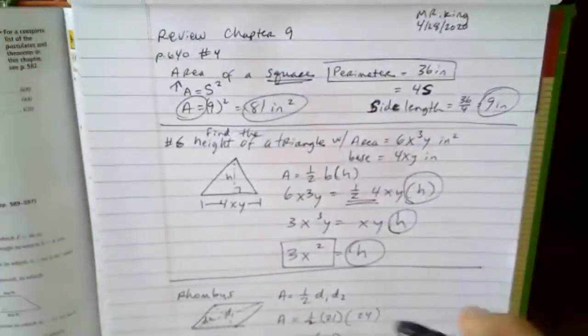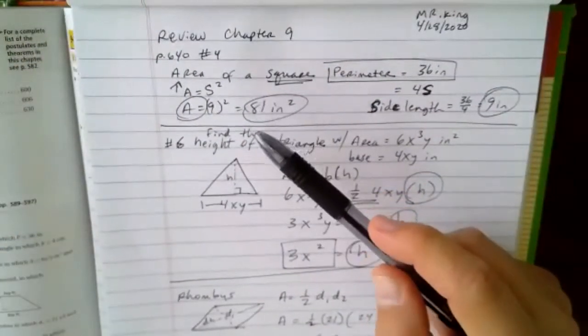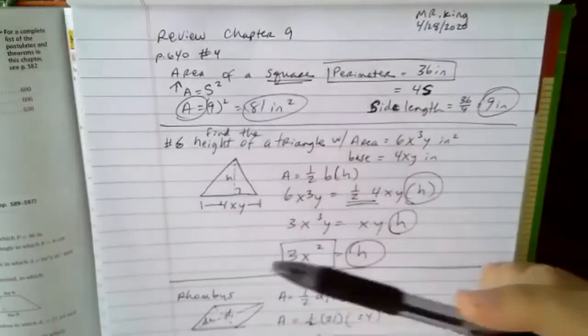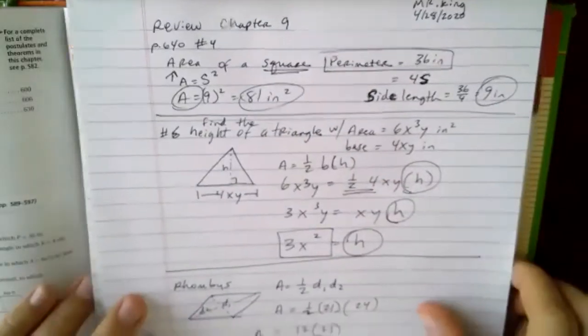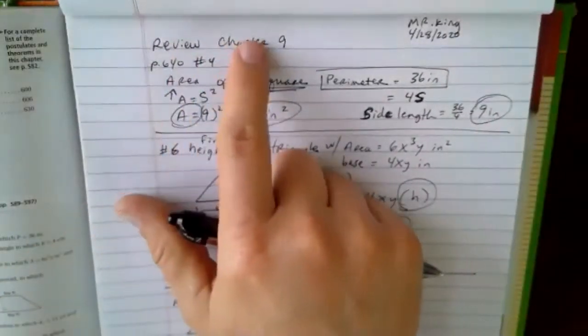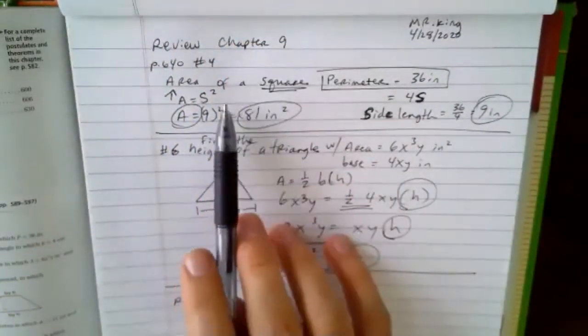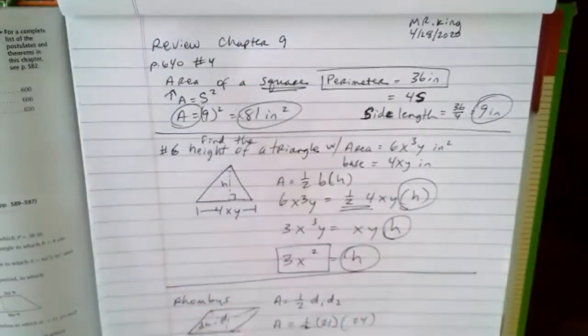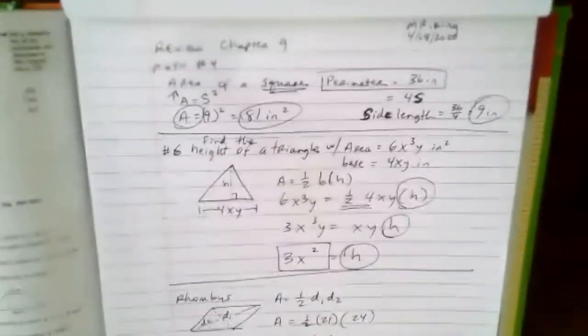We only did 3 problems. And remember, I want to try and hit the evens. So we'll start with 4, 6, and this was 8, I believe. I'll go back and double check that. But we were reviewing chapter 9, dealing with area and perimeter and all the above.